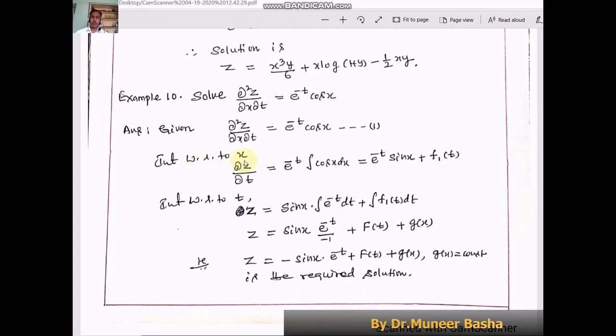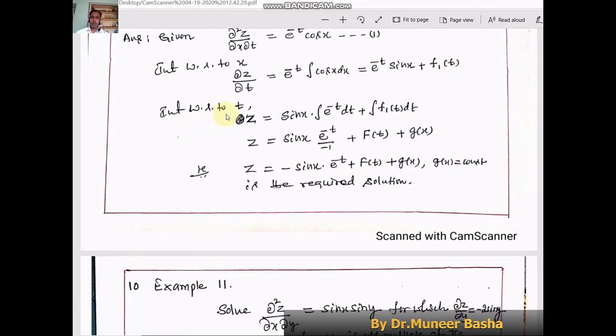So we are integrating with respect to x. So ∂z/∂t remains on the left hand side, and e^(-t) will be kept constant. Integral of cos x is sin x, therefore e^(-t) sin x plus constant of integration taken as f1(t). Why? Because here t is taken as constant, therefore a function of t will be taken as the constant of integration.